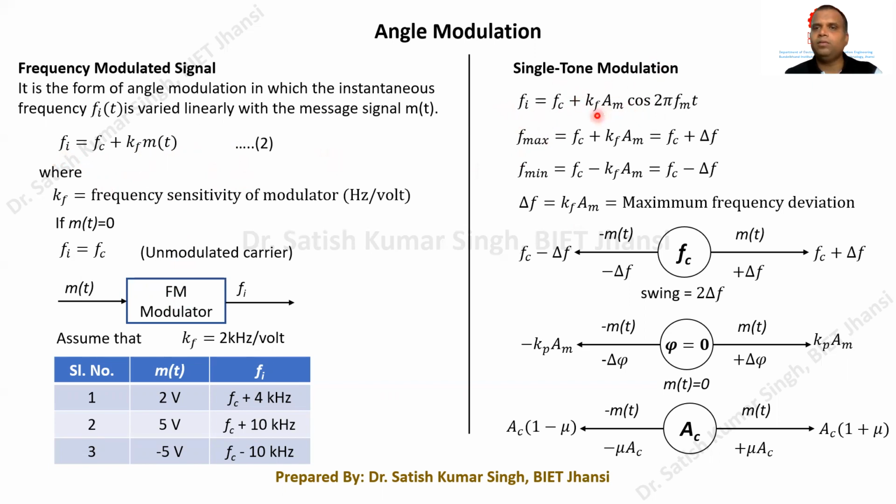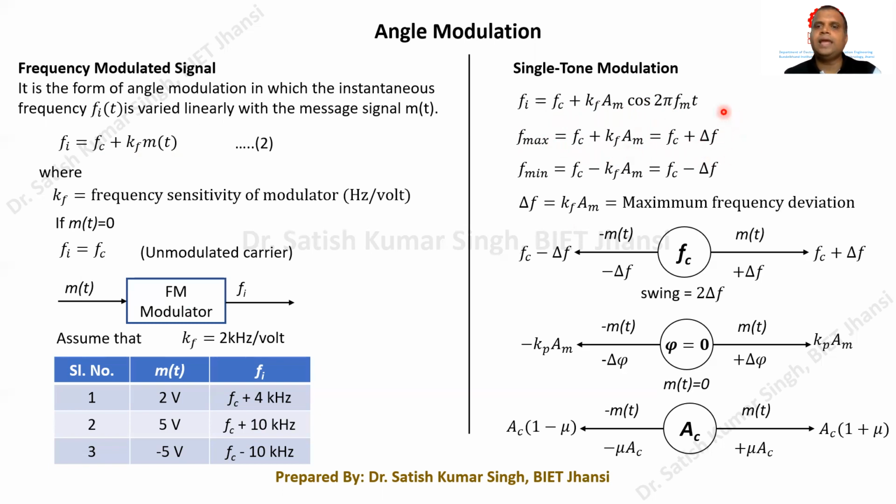Now we know this is the equation for the instantaneous frequency fi(t) for the single tone case. We can observe that cos 2 pi fm t takes a maximum value of 1 and a minimum value of -1. Accordingly, we can define the maximum carrier frequency: f maximum is fc + kf Am, taking cos 2 pi fm t as +1. This can be written as fc + delta f, where we define delta f = kf Am.